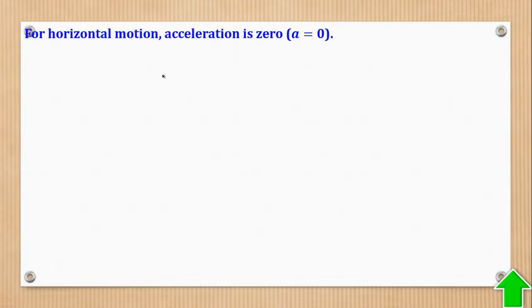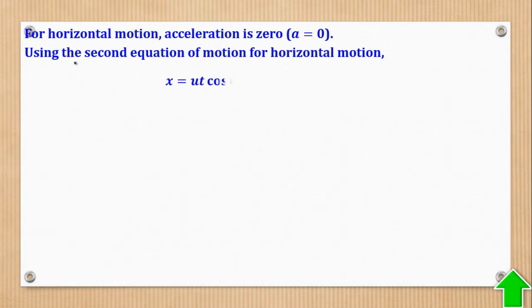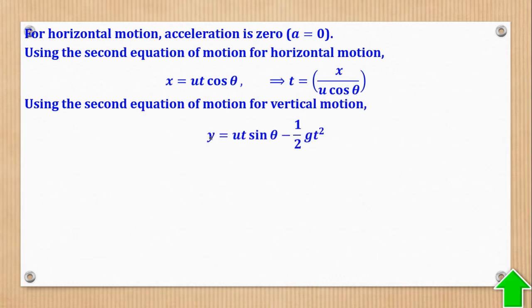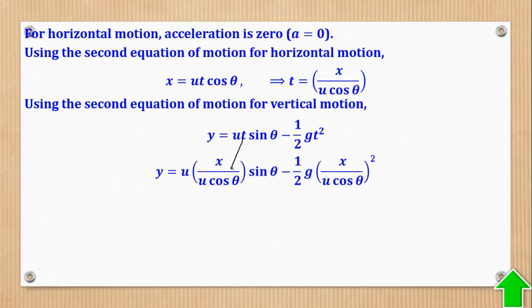So for horizontal motion, remember acceleration is 0, therefore using the second equation of motion, x will be equal to u t cos theta. I think you remember that. When I make t the subject, I'll come up with x over u cos theta. Then considering vertical motion, you're still using the second equation of motion. y is equal to u t sine theta minus a half g t squared. Therefore, substitute for t here and here to come up with this.